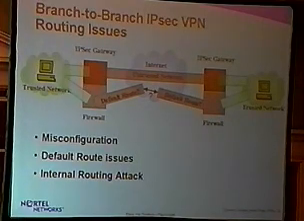So I've shown firewall next to the IPsec gateway. This might actually be a single device. So it could be a combined device that does the IPsec gateway functionality and the firewall. So some of the questions are, where is the default route point? What can happen with misconfiguration? What can happen with internal routing attack?